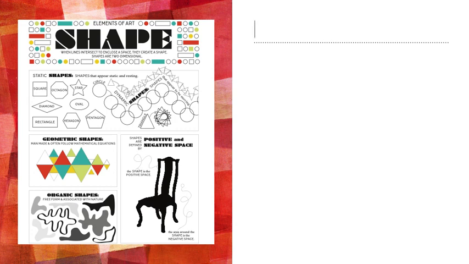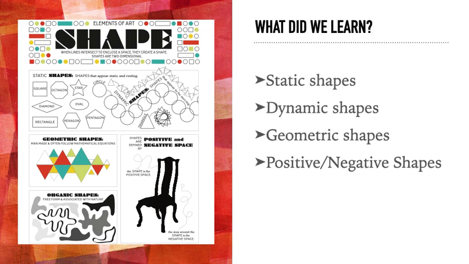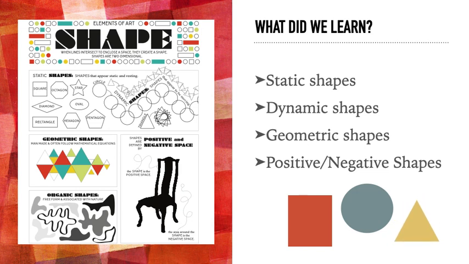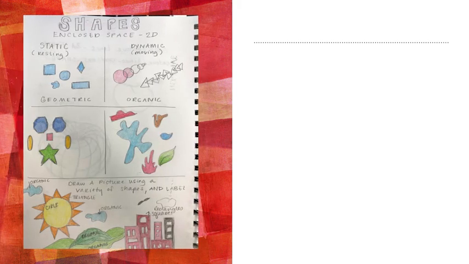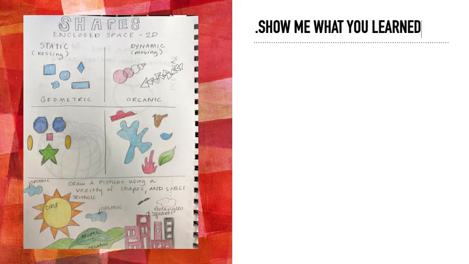So we learned about static shapes, dynamic shapes, geometric shapes, and positive and negative shapes. Here's our geometric shapes there. So what you're going to be doing, this is an example of mine from my sketchbook. You're going to show me what you learned.